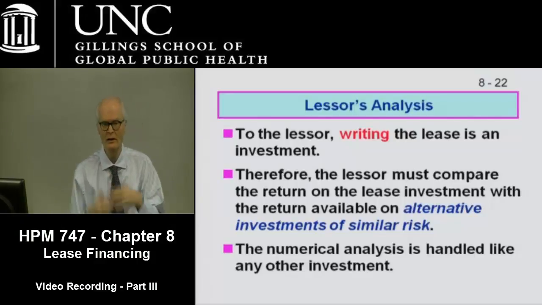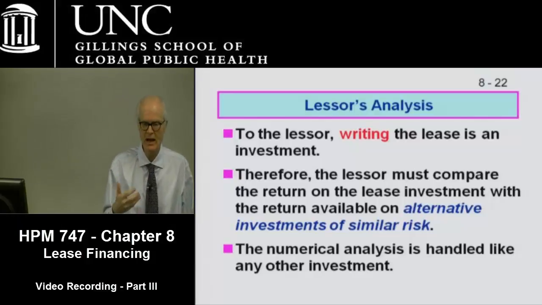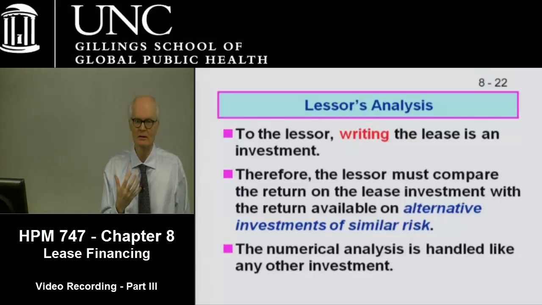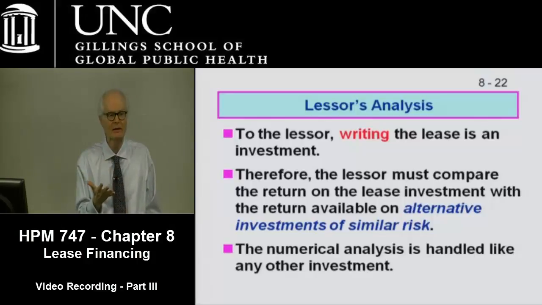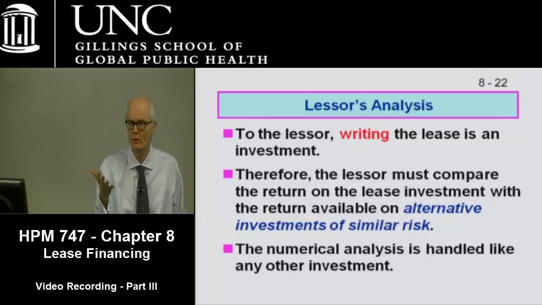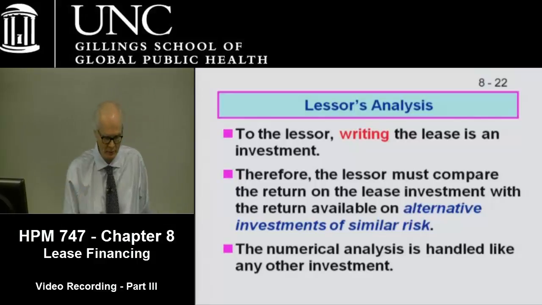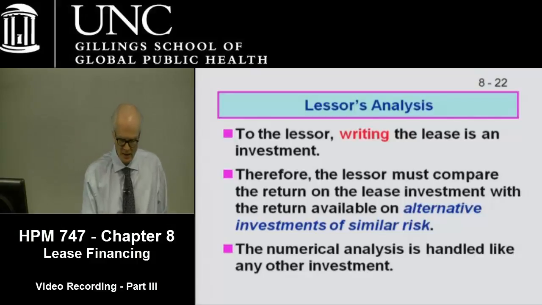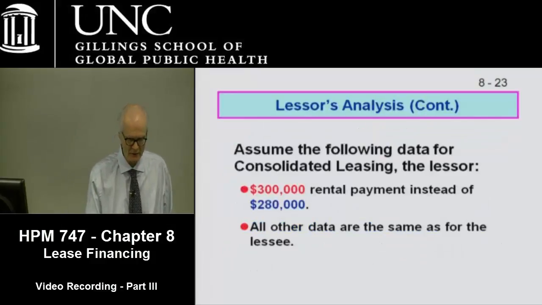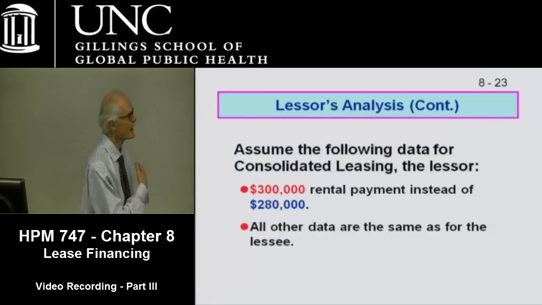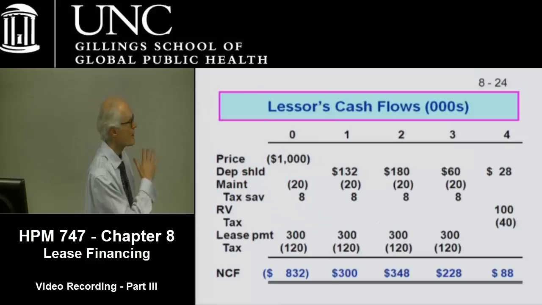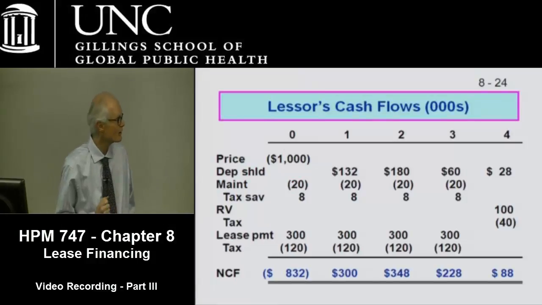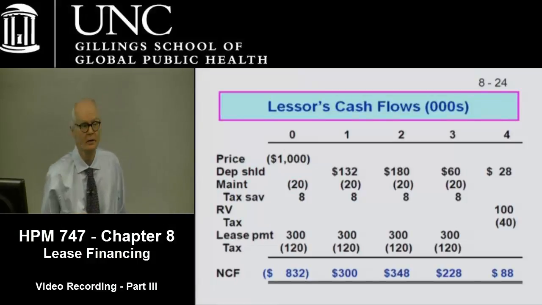So the lessee is looking at leasing as a financing alternative. The lessor is looking at leasing as an investment. Do I want to give this healthcare organization some money? Am I going to make a return on my investment? So let's say we've got consolidated leasing here, and we're just going to jack up the $300,000 for a second and see what happens. So here are the lessor's cash flows. Again, most of them, what do you notice about them compared to the lessee's cash flows?